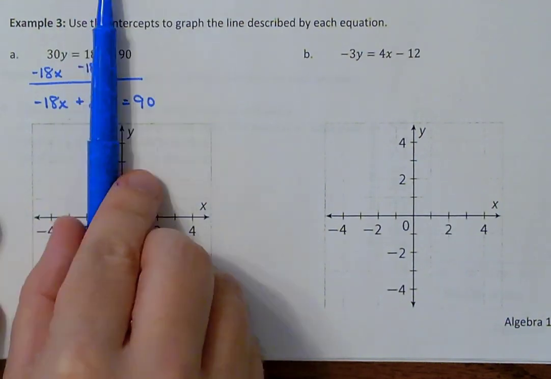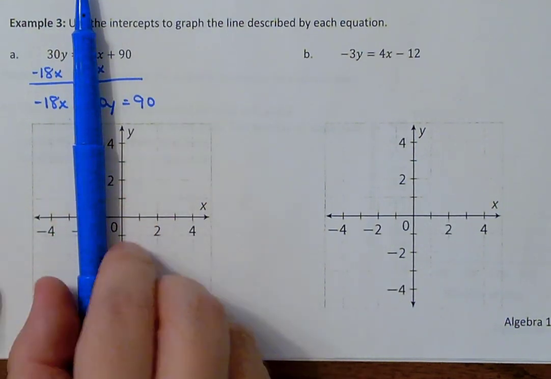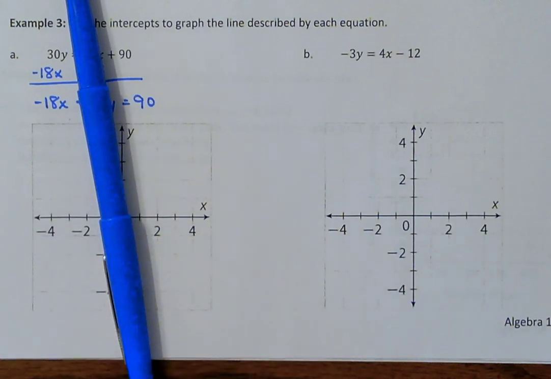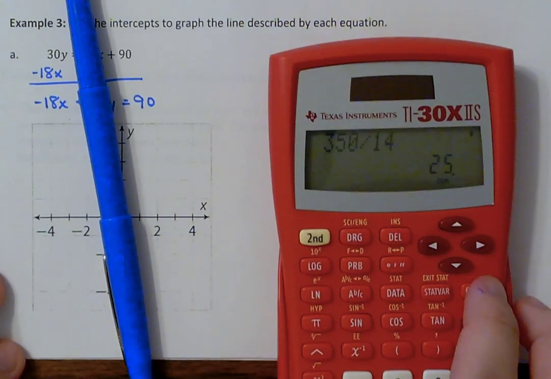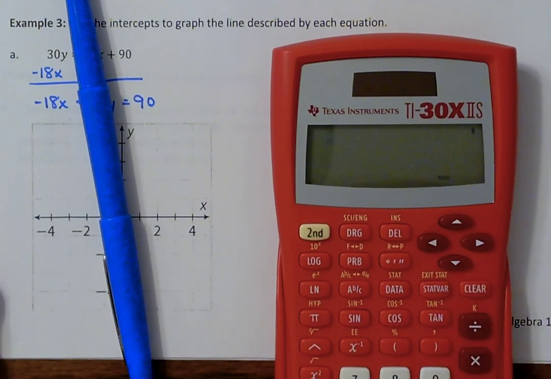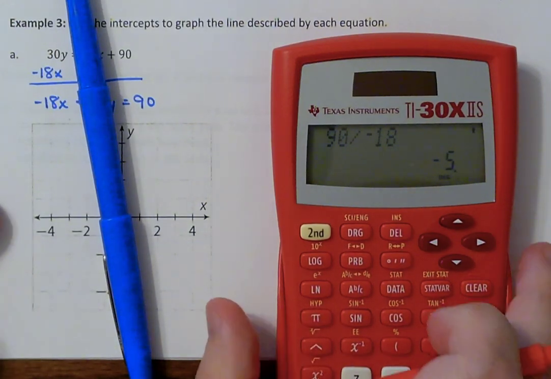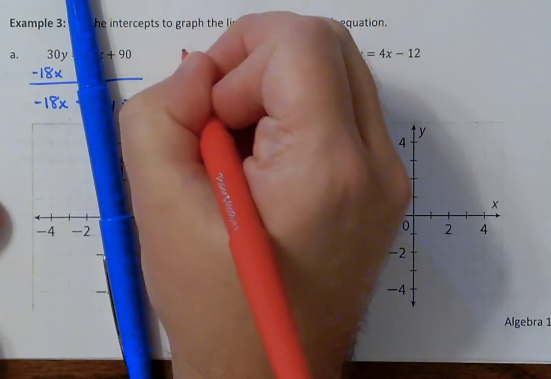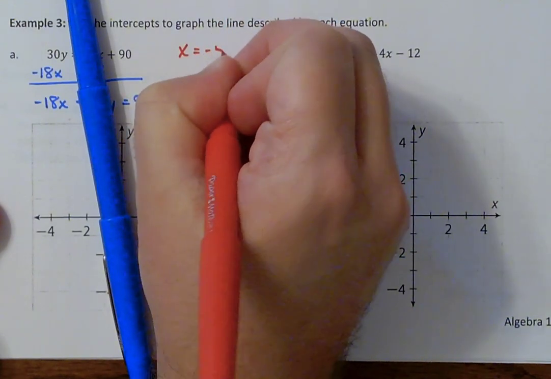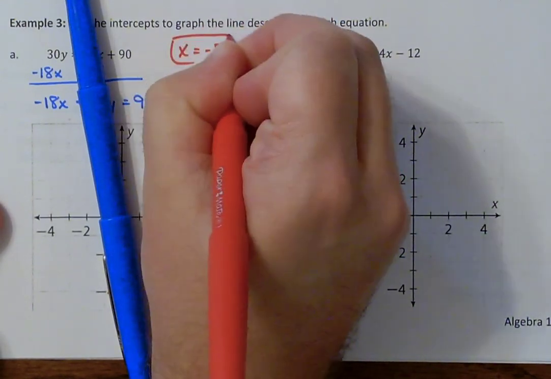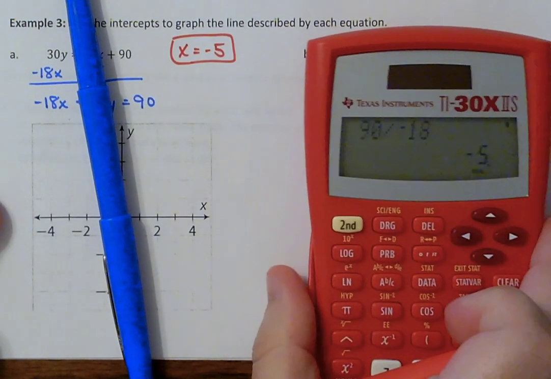So first of all, we're going to go through and cover up the Y value to figure out my X-intercept. So I now have negative 18x equals 90. So that means I'm going to do 90 divided by the number in front of x, which is negative 18. So if I do 90 divided by negative 18, I get x to be negative 5. So that is my X-intercept.